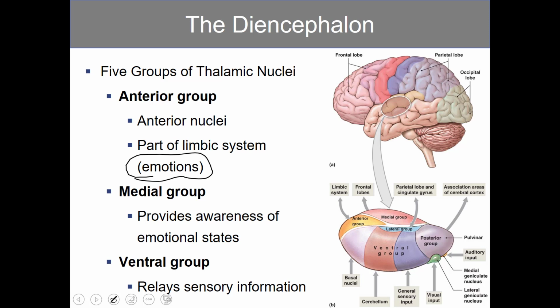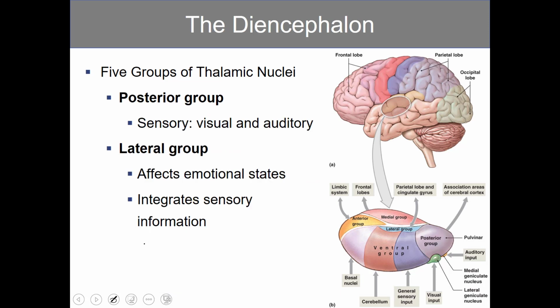The medial group provides awareness of those emotional states. The ventral group is going to just relay sensory information. The posterior group is also relaying sensory information, mainly from the eyes and the ears. And then the lateral group is going to exert effects on emotional states. It's going to help integrate sensory information coming from various parts of the body. So again, there's a lot of complexity here.